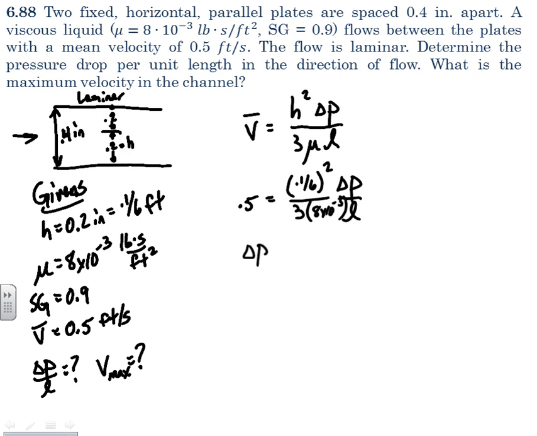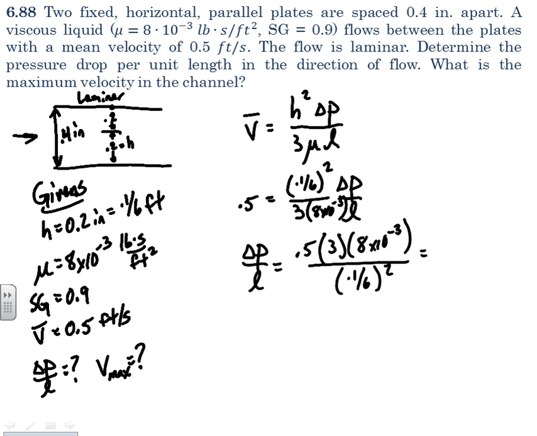So I could rearrange this to solve for delta P over L. It's going to be 0.5 times 3 times 8 times 10 to the minus 3 divided by 0.1 over 6 squared. And I will be left with a value of 43.2 pounds per foot cubed. Okay.